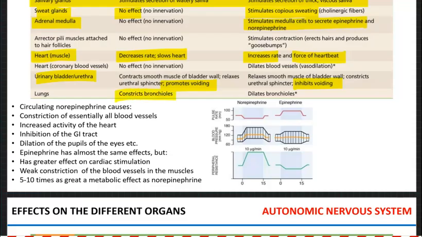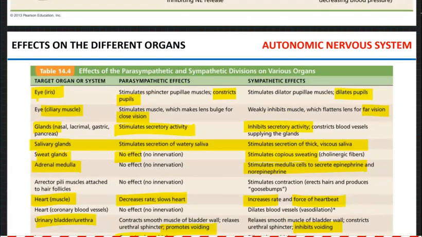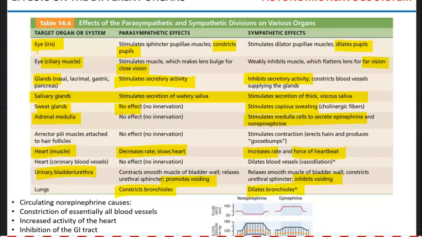Parasympathetic constricts bronchioles, which, hear me out, makes sense, right? You don't need as much air. In case of sympathetic stimulation, it dilates bronchioles. You need a lot of air to run away or chase future food, okay? I'm going to ask you a trick question.